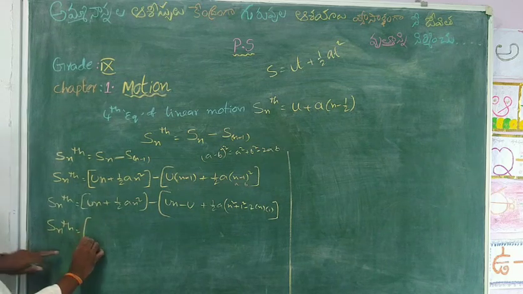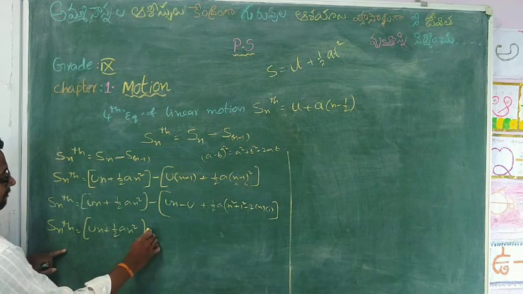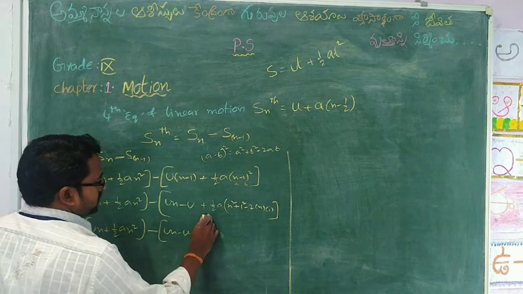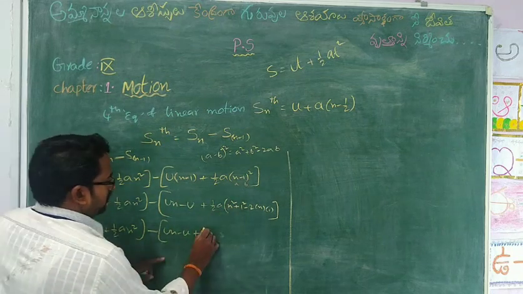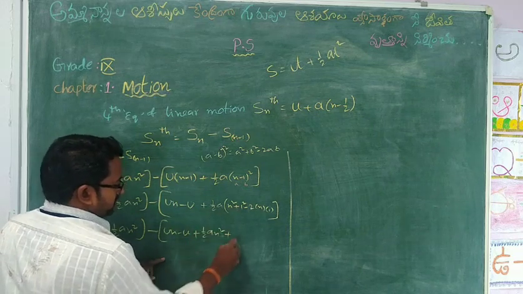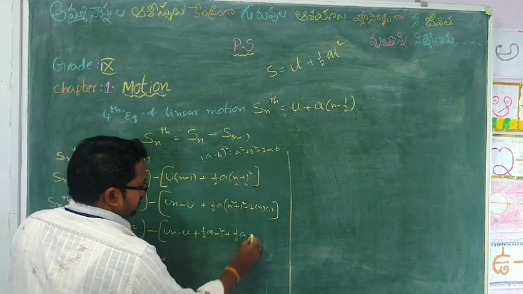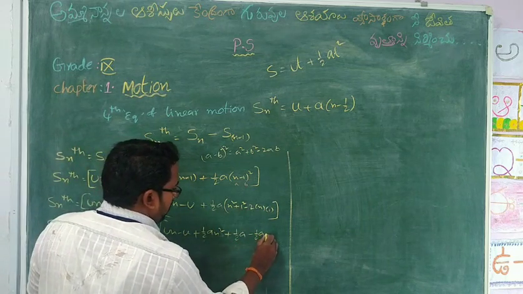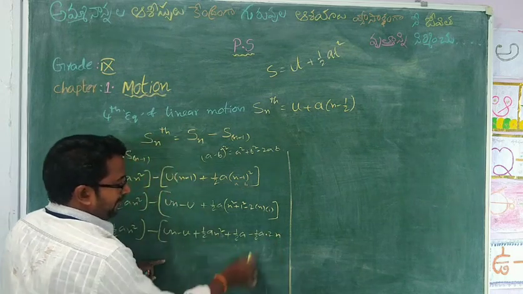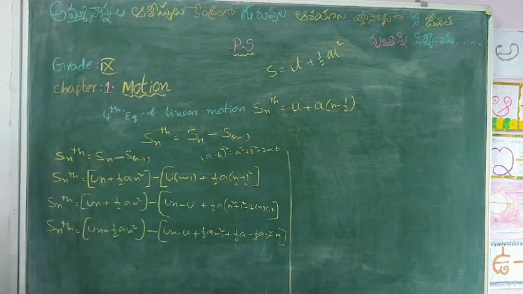Sn is equal to un plus half a n square minus un minus u plus, multiply with this one, half a into n square, half a n square, plus half a into 1, half a, plus into minus, minus half a into 2 into n, 2n. Okay? The 2s get cancelled.